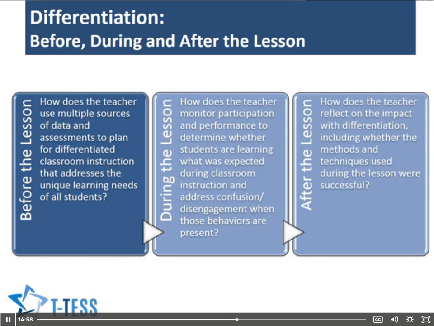During the actual lesson, how does the teacher monitor participation and performance to determine whether students are learning what was expected during classroom instruction and address confusion or perhaps disengagement when those behaviors are present? After the lesson, how does the teacher reflect on the impact with differentiation, including whether the methods and techniques used during the lesson were successful? As part of the continuous improvement cycle, we want teachers to begin thinking about what happens before the lesson, during the lesson, and after the lesson in order to refine practice.